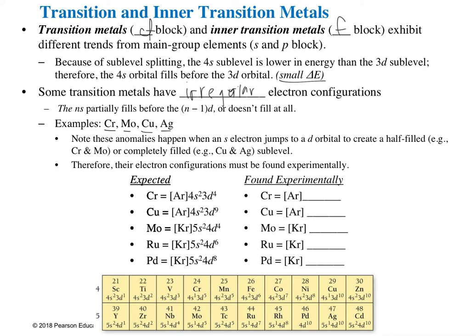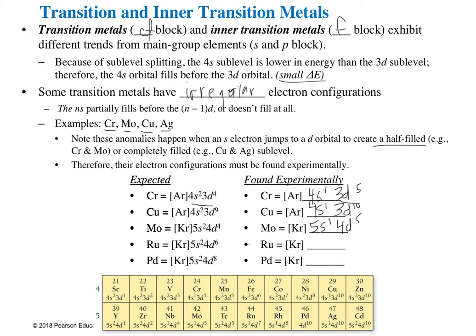And what happens is an s orbital, because it's so close to the d orbital, can jump to the d orbital to create half-filled or completely filled sublevels. So for chromium, we'd expect a 4s2 3d4, but what we get is a 4s1 in order to create a 3d5, so making that d completely half-filled. For copper, we predict 4s2 3d9, but we get 4s1 3d10. And similarly, molybdenum creates 5s1 4d5.